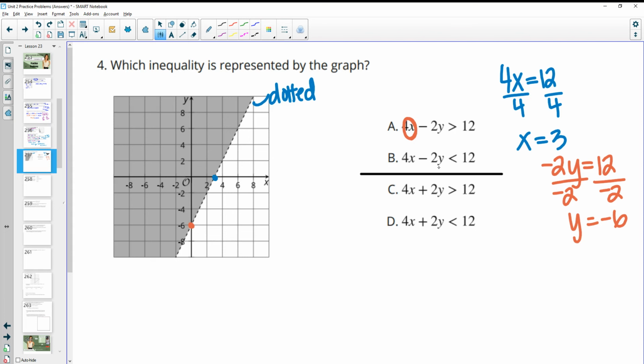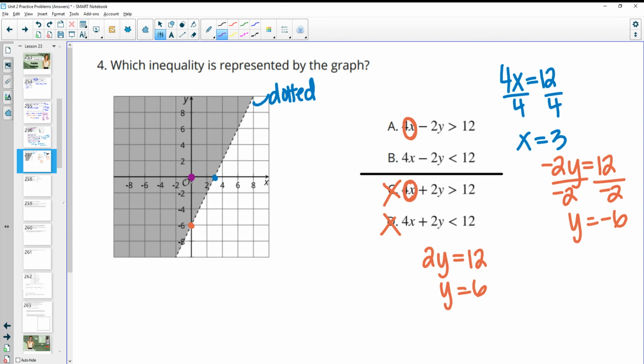so that's matching. Versus down here in these two, if we found the y-intercept, we would end up with positive 2y is equal to 12. And so when we divide by 2, we would be getting positive 6, which is not where the boundary line is crossing at. So we know that C and D are incorrect right away. So then we just have to figure out where the shading is.